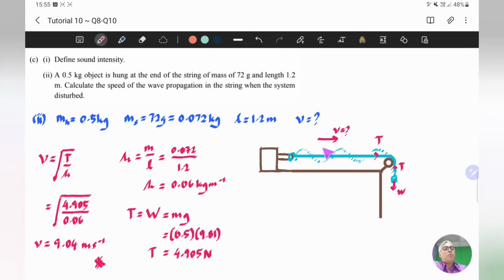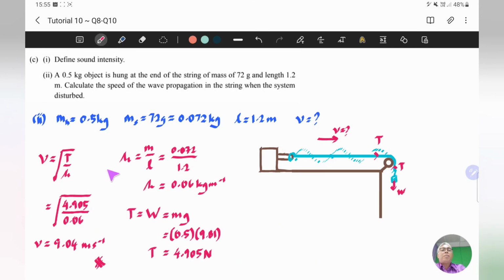Okay, so now, how to calculate v here? As we know, the speed of a transverse wave on a stretched string is v equals square root of T over mu, which is tension over mass per unit length. So in this case, we need to find the tension and also the mass per unit length. Mass per unit length mu is m over L. The mass of the string is 0.072 kilogram and the length is 1.2 meters, giving you 0.06 kilogram per meter. So this is the mass per unit length of the string.